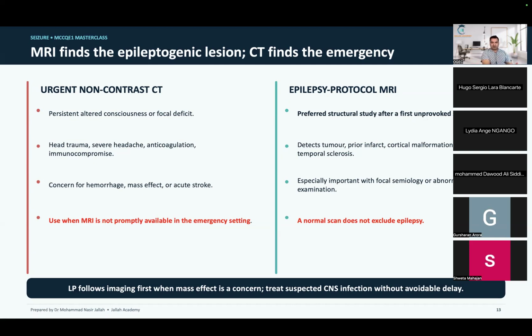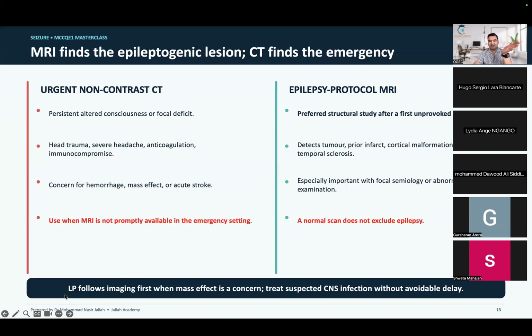If it is not an emergency, there are no suspicions of intracranial hemorrhage, no suspicions of any mass in the head or acute stroke, then I would do the MRI. But if it is an emergency, I know that the accident happened, then the seizure happened, I go after the emergency, which is the CT scan. A normal scan does not exclude epilepsy. Even if the scan is normal, it doesn't mean that it's not epilepsy, so I have to dig more.